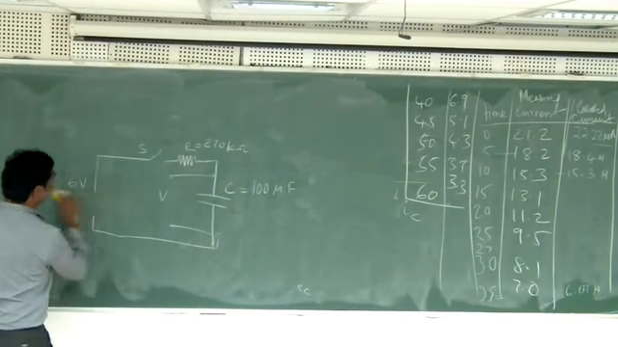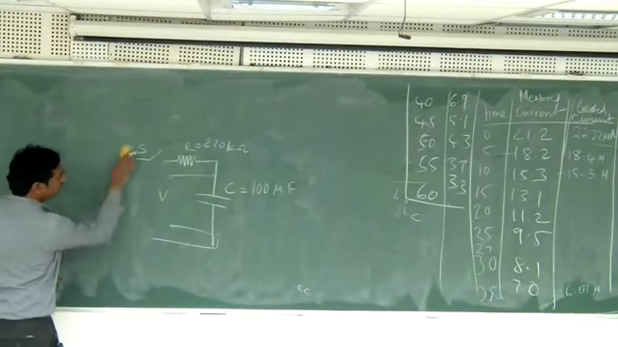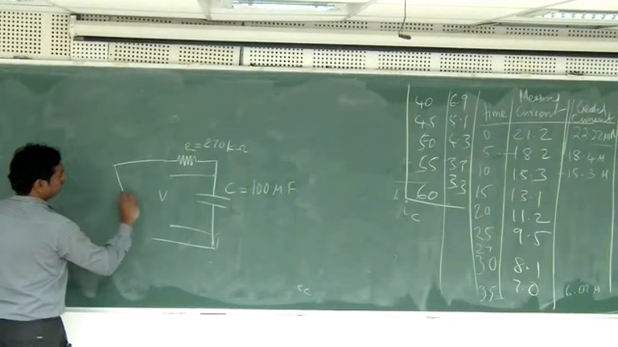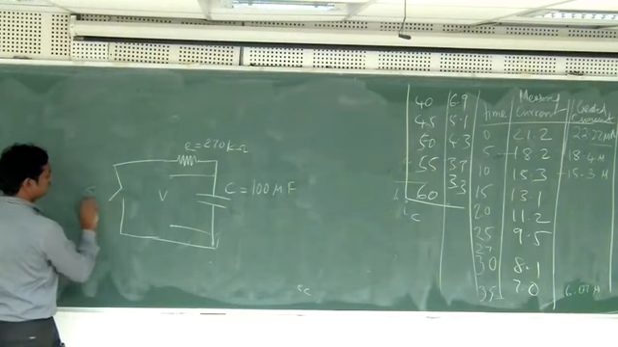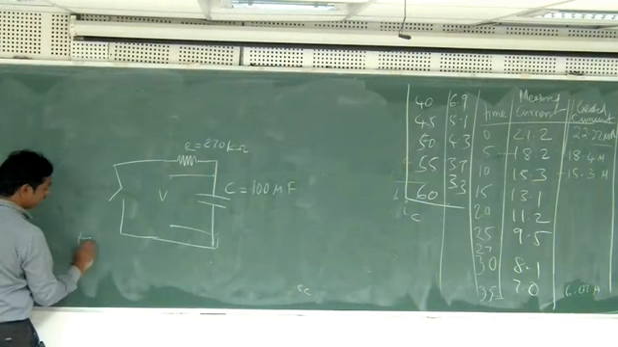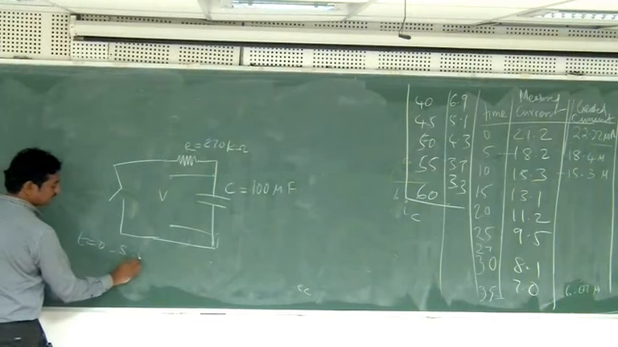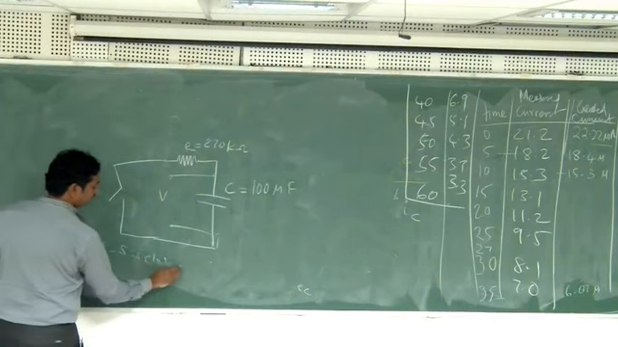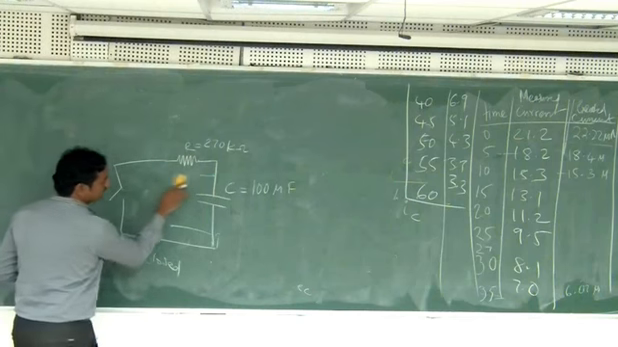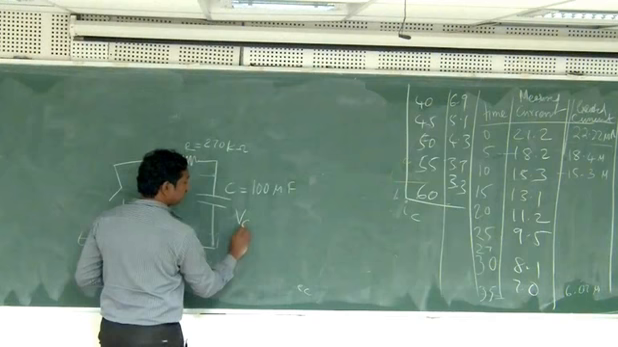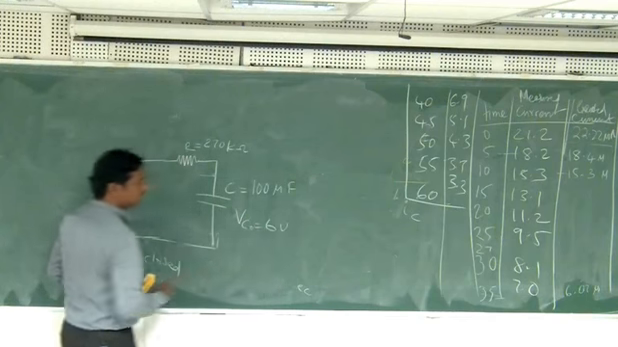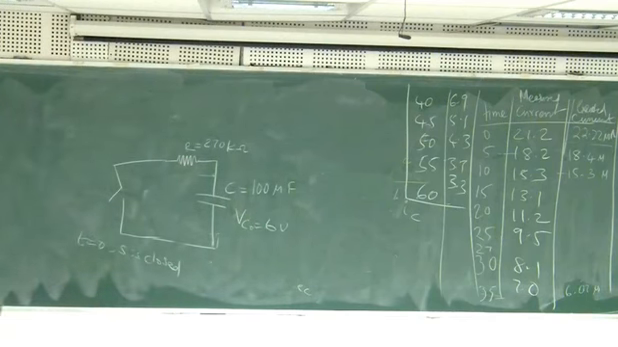Okay. Now I'll make a circuit like this. There is no voltage source, just the switch. So at t equal to 0, S is closed. Okay, so what happens now? Here I'll say Vc0 equal to 6 volts. That means initially it's charged to 6 volts.